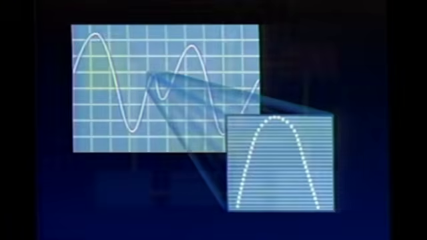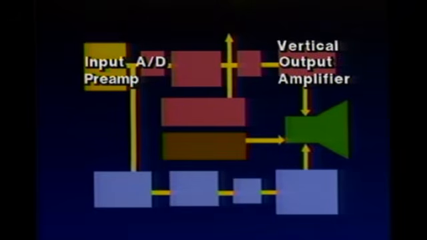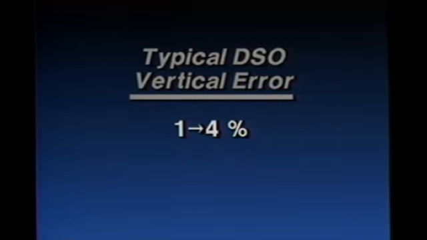The major limiting factors for vertical accuracy in DSOs are the accuracy and linearity of the analog input amplifier, the A to D converter, and the analog vertical output amplifier. Because these blocks have analog sections, their performance is limited by the analog characteristics of those sections. So DSOs typically have vertical error specifications between 1 and 4%.